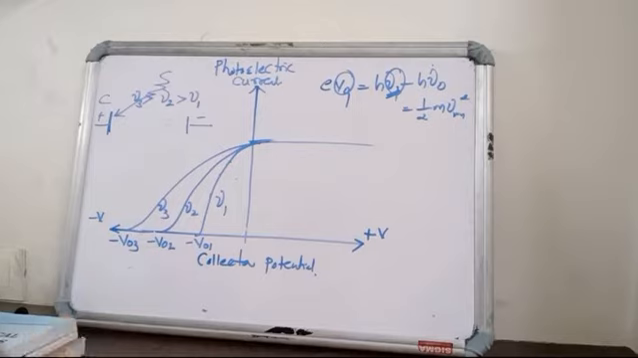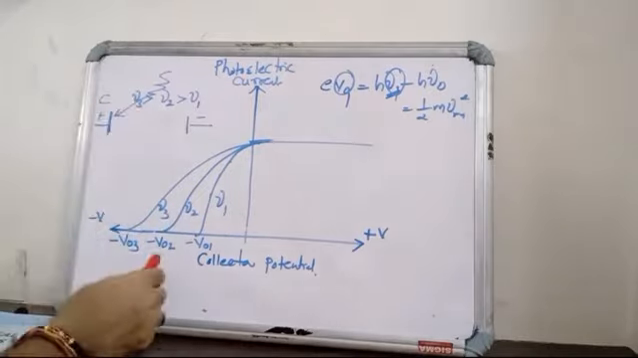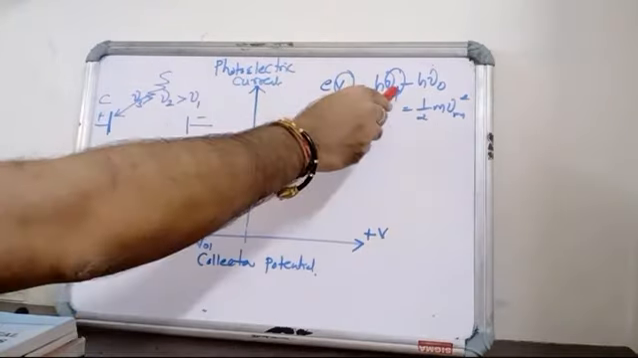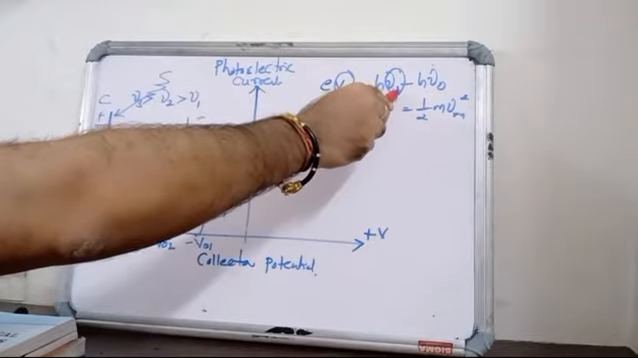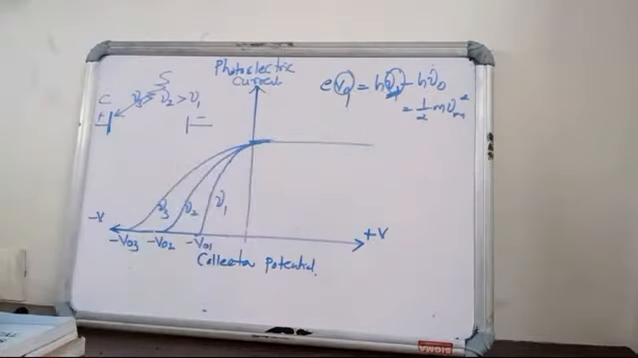Very good. So let's go through question number 14. Explain the effect of frequency of incident radiation on stopping potential. We want to study the relation between the frequency of incident radiation and the stopping potential.